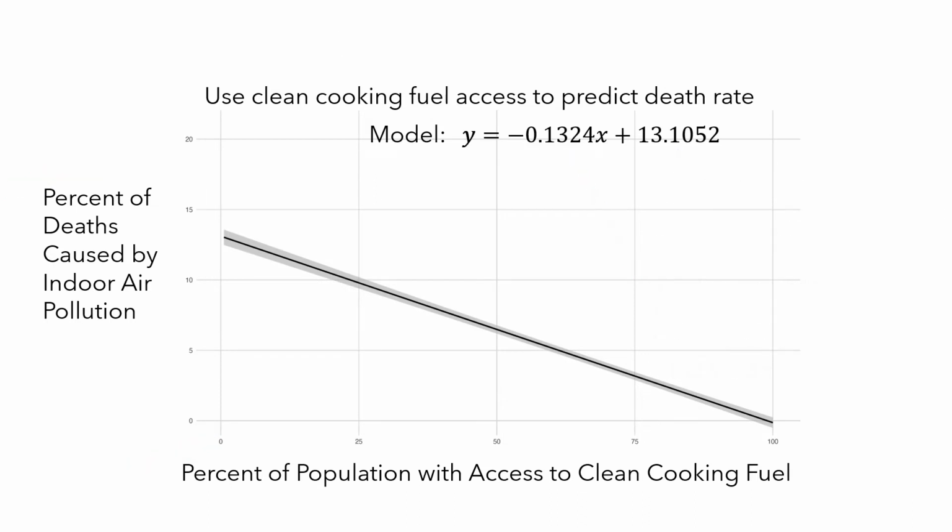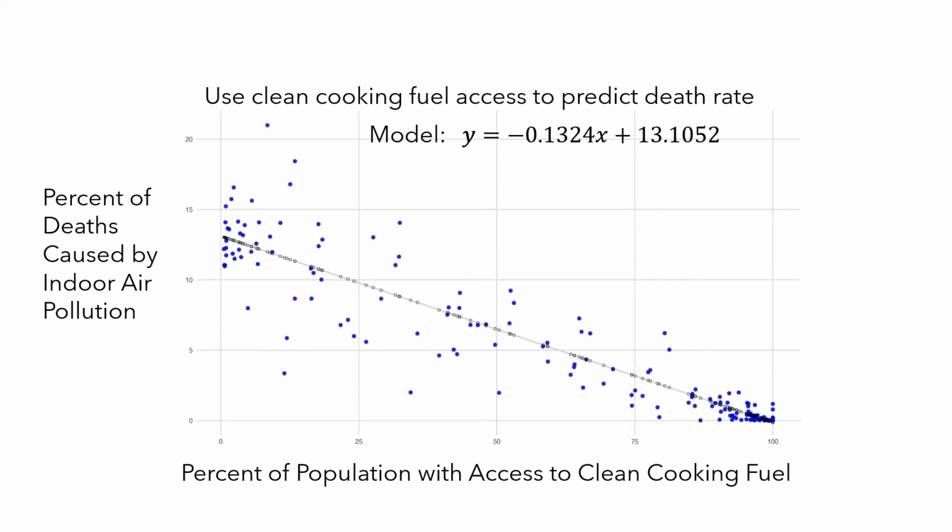So, for example, this model is saying that in a country where nobody has access to clean cooking fuel, then just over 13% of deaths should be caused by indoor air pollution. And if we increase the clean fuel access rate by, say, 25 percentage points, we would predict that the percent of deaths from indoor air pollution would decrease by 25 times 0.1324. And if we increase the clean fuel access rate again, we'd predict a corresponding drop in the percent of deaths. And we could make these predictions for each of the countries.